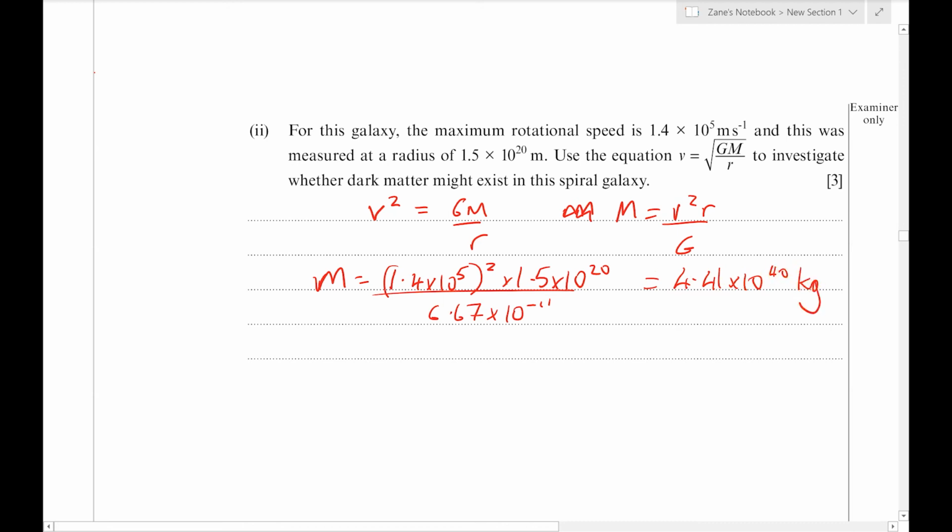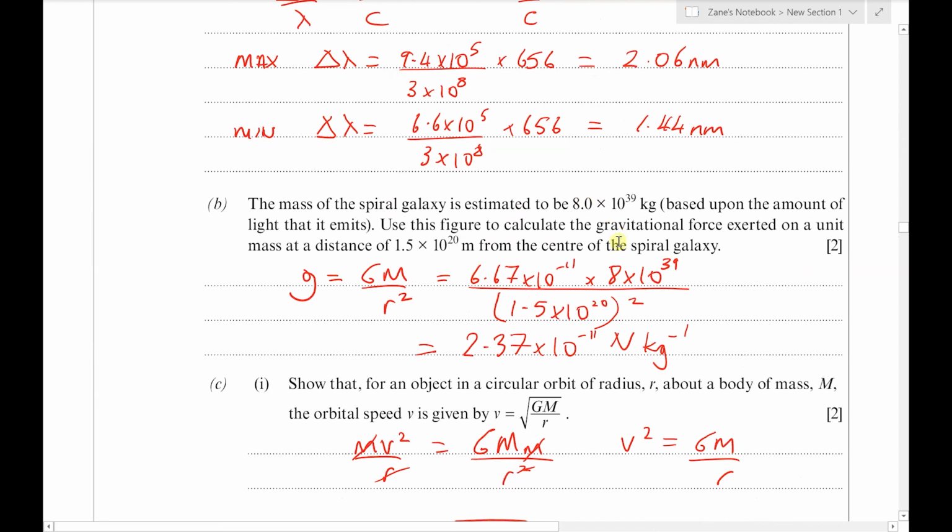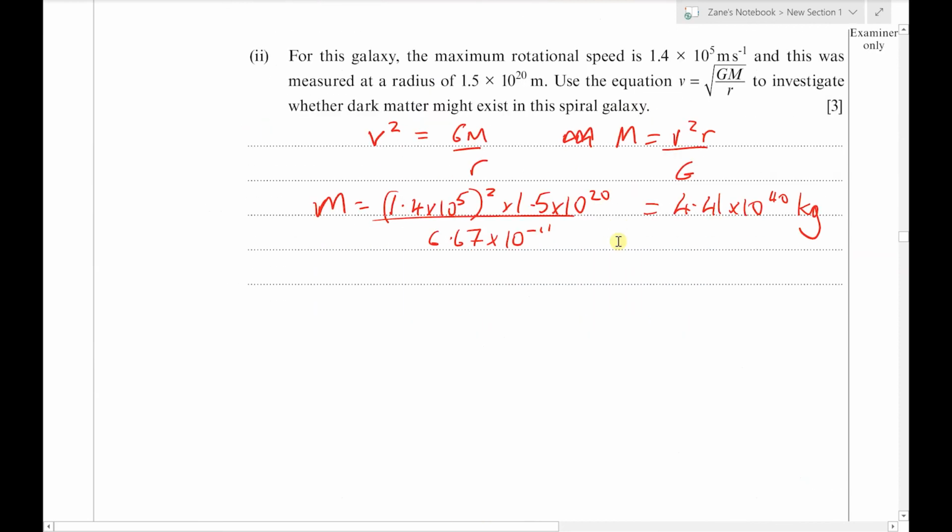And that's larger than the value that we were given earlier. The value given earlier was 8 times 10 to the 39. So because the mass of the galaxy is greater than the sort of observed mass from the light emitted, this is evidence that dark matter is present.